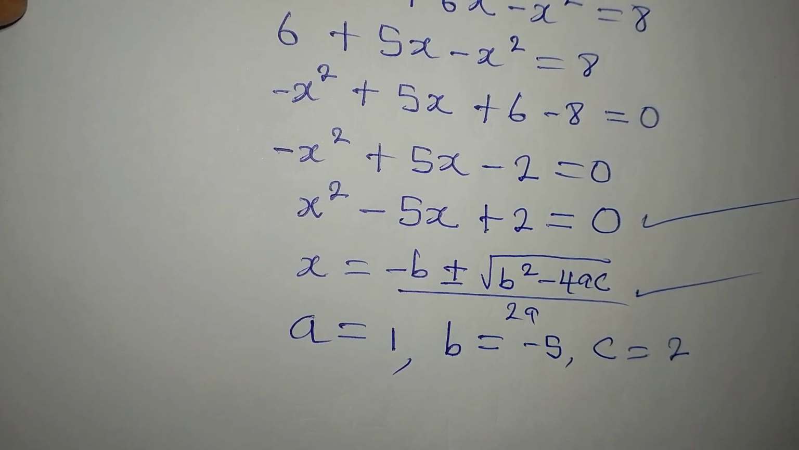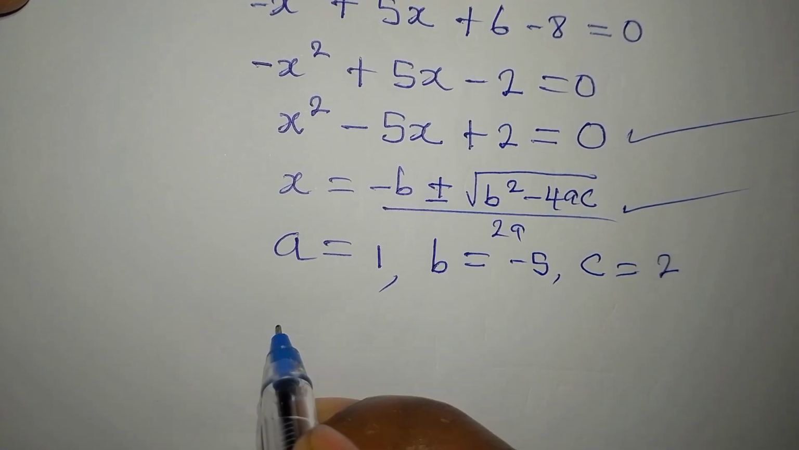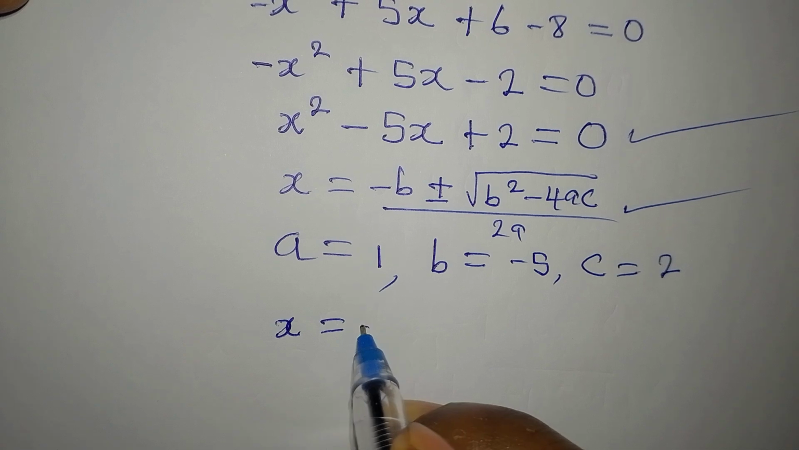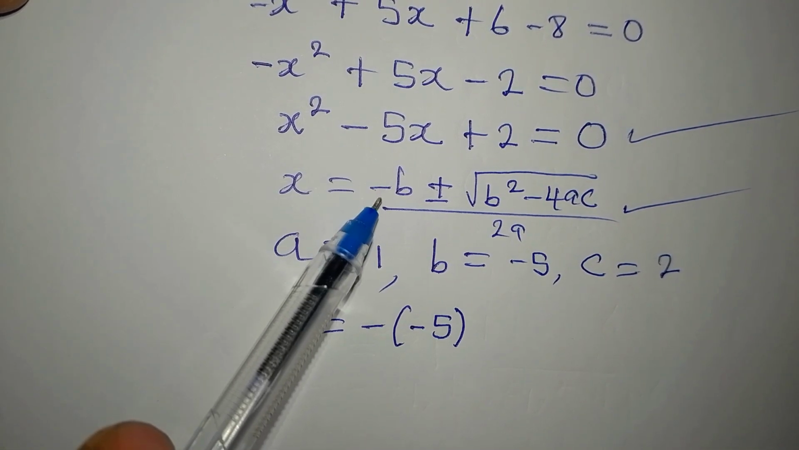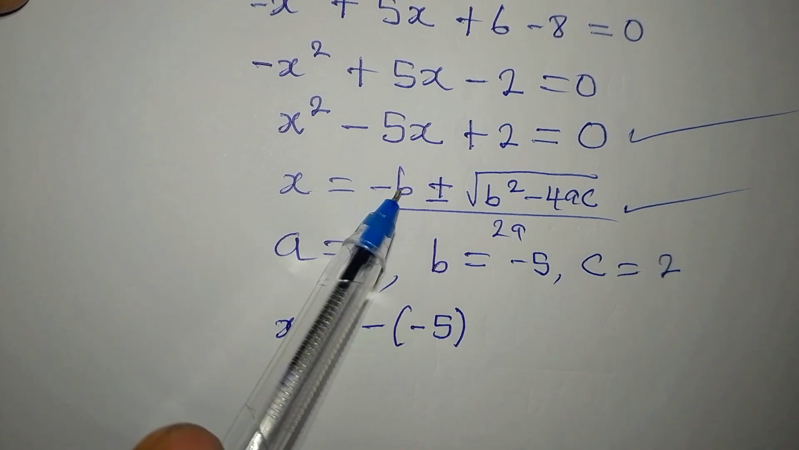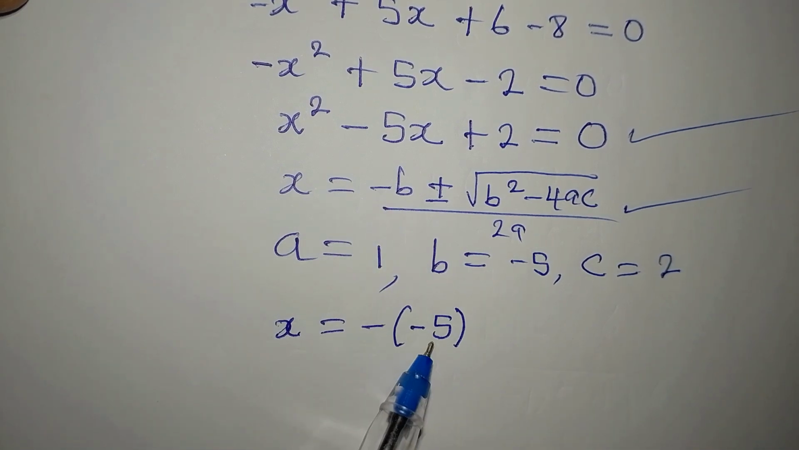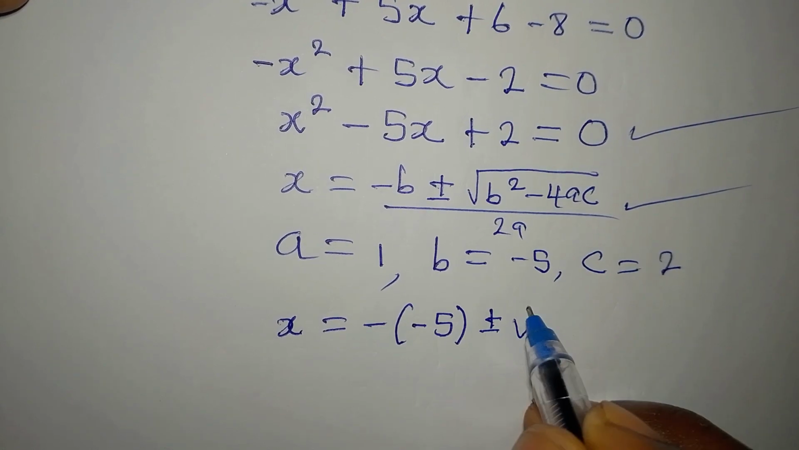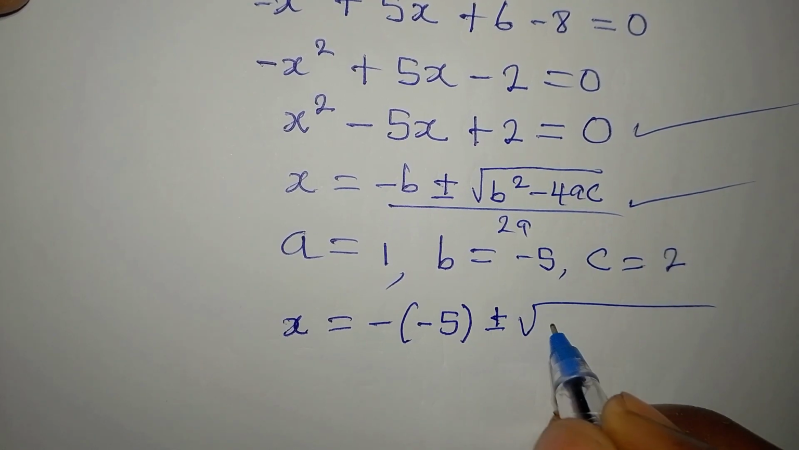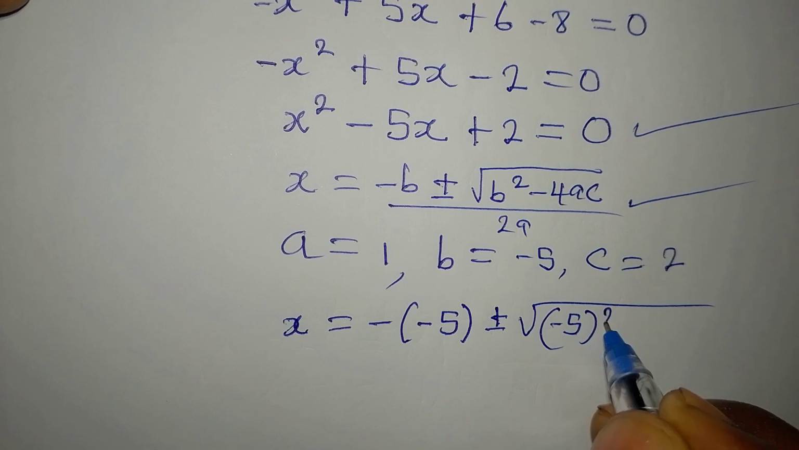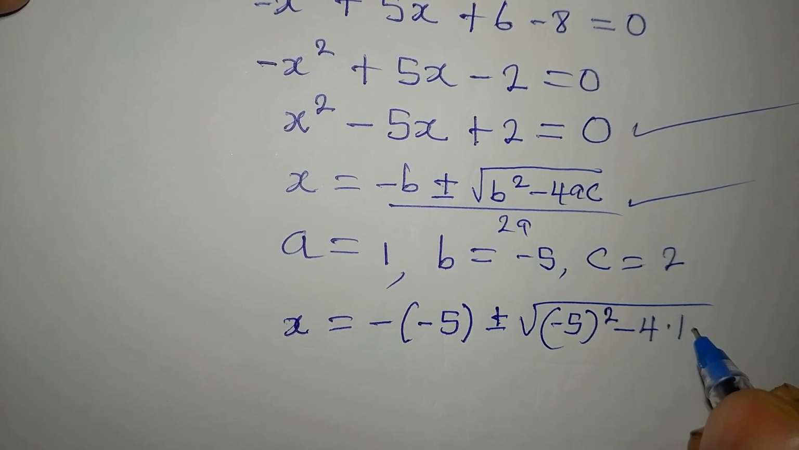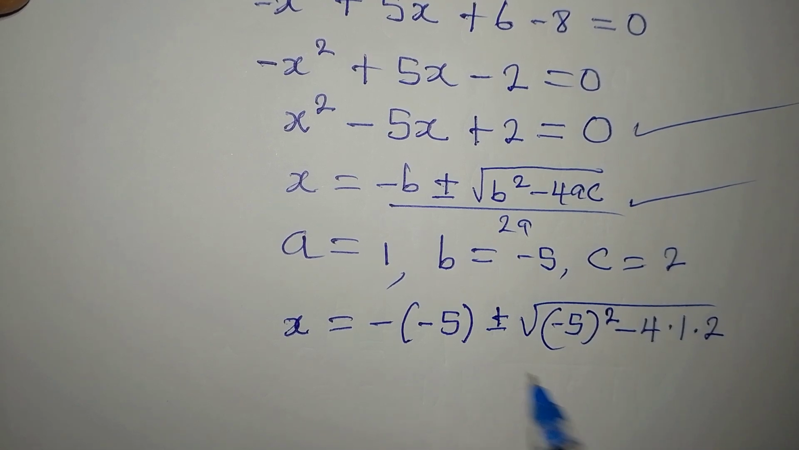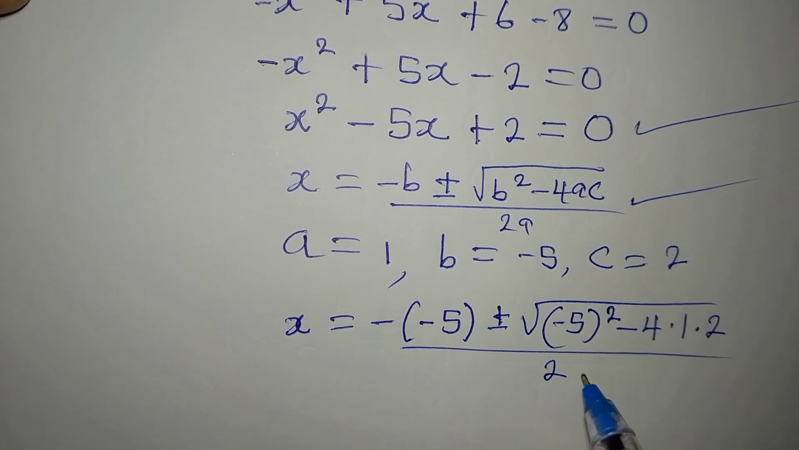Now put all of this into the formula, meaning that our x shall be minus of minus 5, because this negative here will appear first, and b itself is minus 5, so it has to be there. Then plus or minus, we have b squared. What is b squared? Minus 5 to the power of 2. Minus 4 times a is 1 times c is 2. Then we divide all of this by 2 times 1.